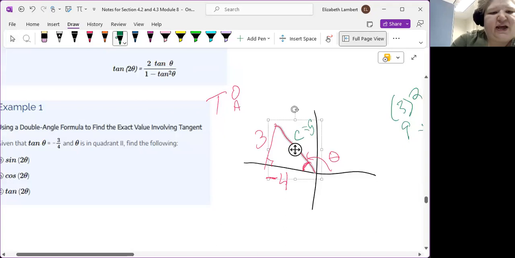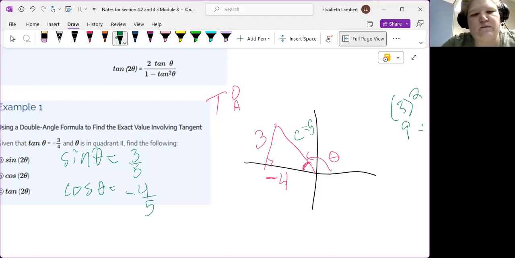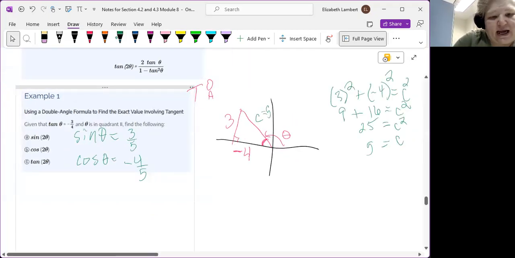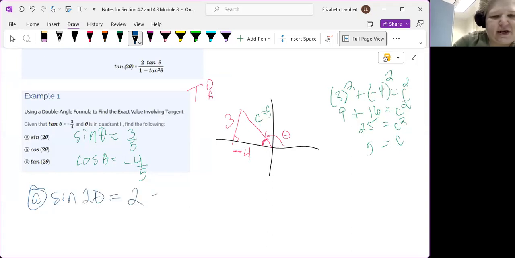So I already have my tangent of theta, so I'm just going to fill in here what sine of theta is. Opposite over hypotenuse, O over H. So sine is positive 3/5. And cosine is negative 4/5. All right. So our sine 2 theta. This is 2 sine theta cosine theta.